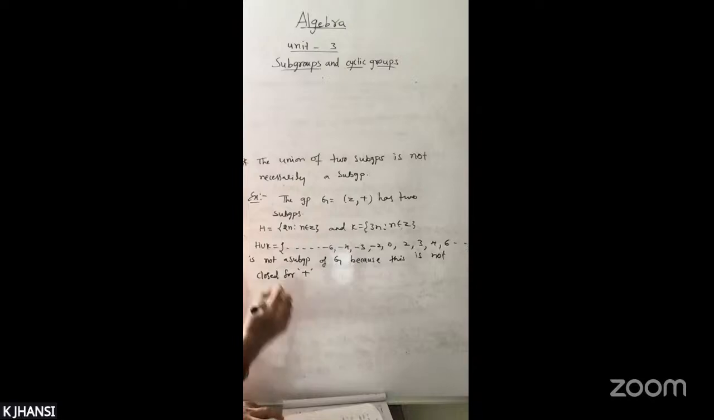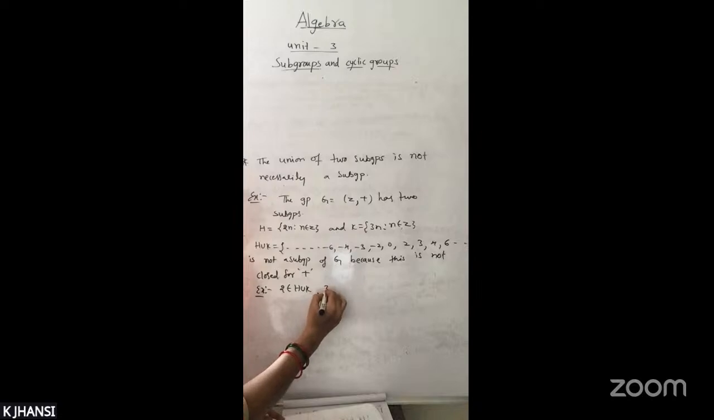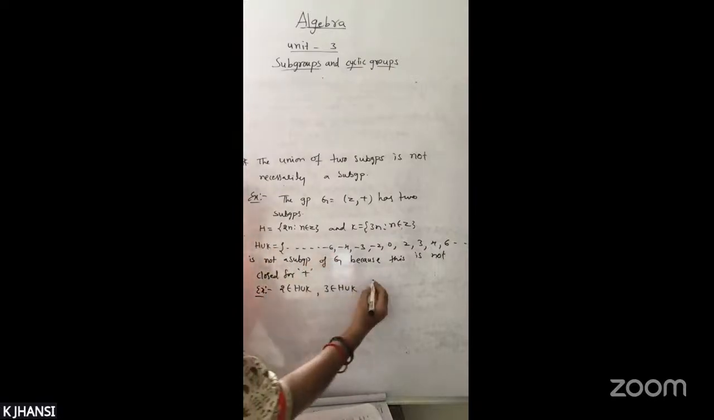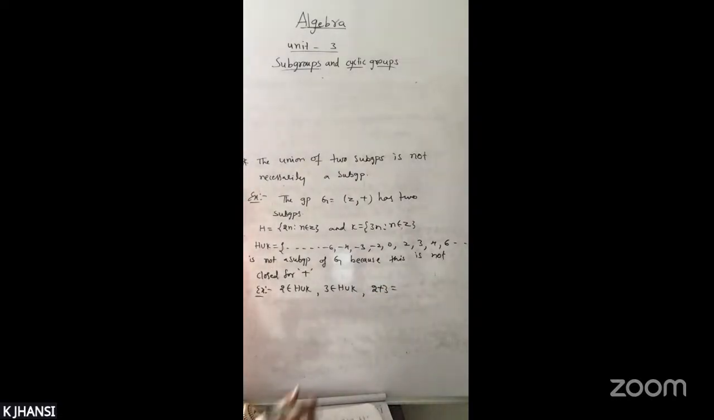For example, 2 belongs to H union K. 2 is there, no? And 3 also belongs to H union K. Then with respect to the addition closure property, a plus b should also belong to H union K. So a plus b means 2 plus 3. 2 plus 3 equals 5.